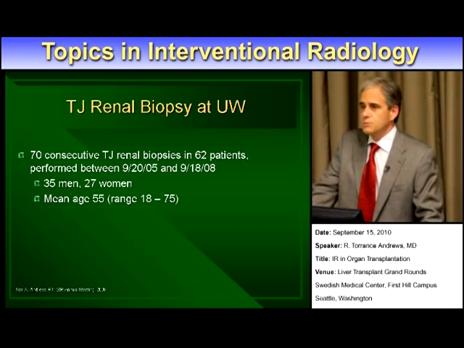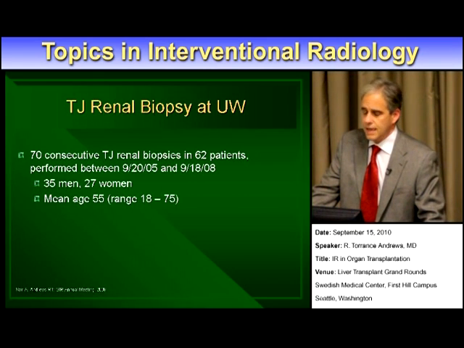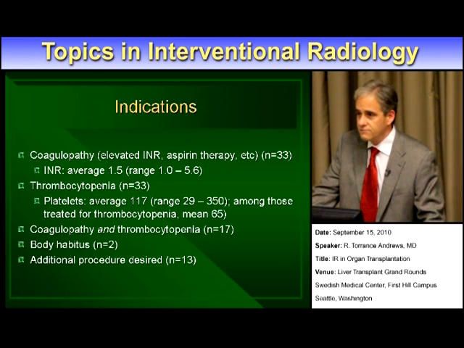We reviewed our experience with transjugular renal biopsies at the University of Washington last year, and just briefly to run through it, there were 70 cases done in 62 patients. The INR was as high as 5.6. The platelet count was as low as 29. The patients had both abnormal clotting factors and thrombocytopenia. There were 17 of those.